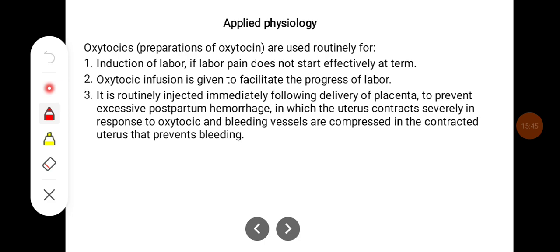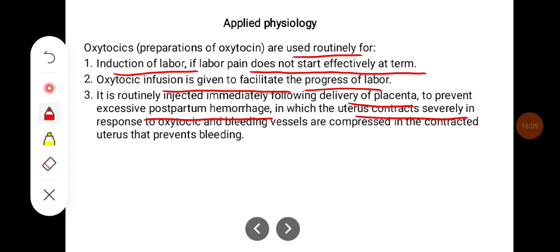The oxytocics, that is, preparations of oxytocin, are used routinely for induction of labor if labor pains do not start effectively at term. Oxytocic infusion is given to facilitate the progress of the labor. It is routinely injected immediately following delivery of the placenta to prevent excessive postpartum hemorrhage, in which uterus contracts severely in response to oxytocin and bleeding vessels are compressed in the contracted uterus that prevents bleeding.